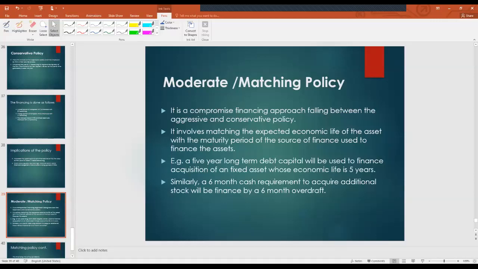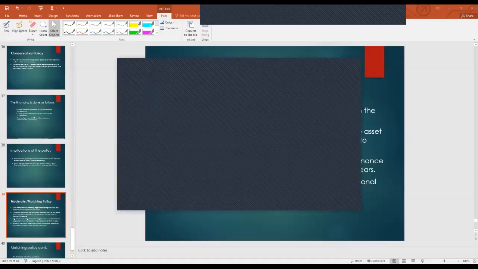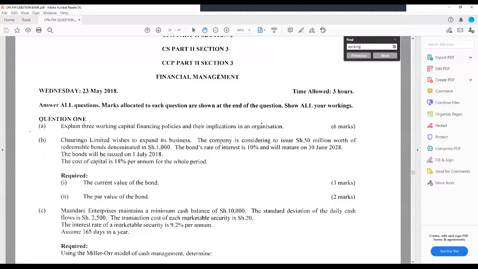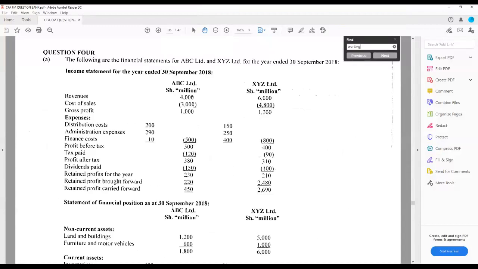So let's take an example from your past paper. The question where the examiner asked you to prepare... Let me check. It should be a recent question. Give me a second.